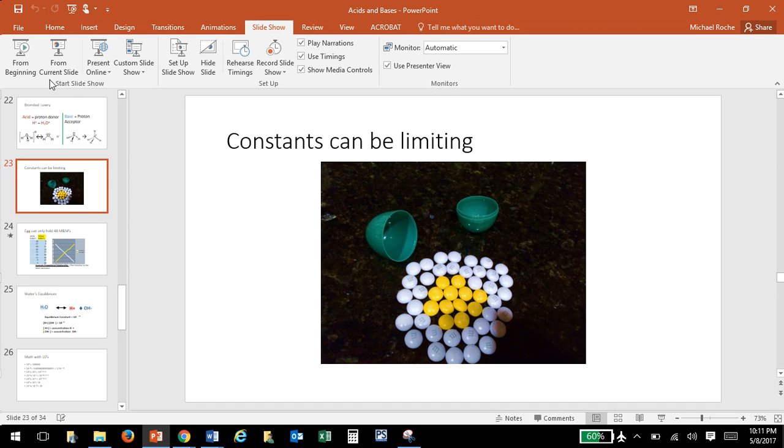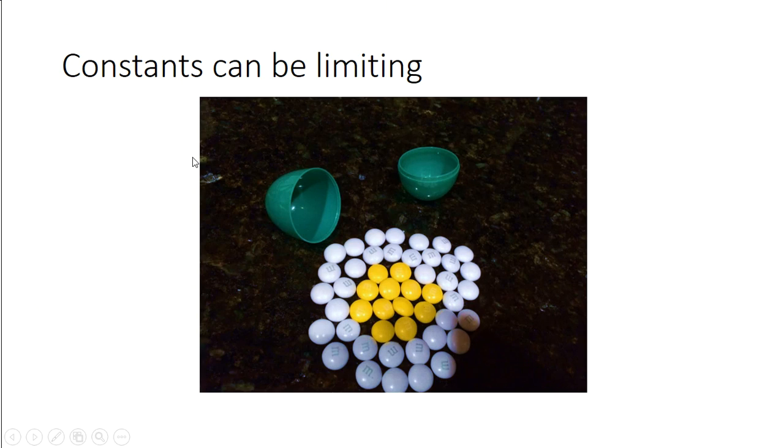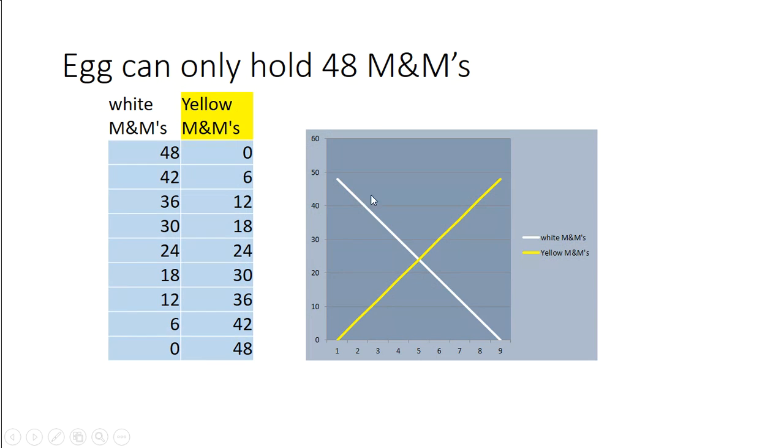We talked about how constants can be limiting. If I have a plastic Easter egg that can only hold 48 M&Ms, which is true, that's what it can hold, and here I've got two colors, yellow and white, trying to make this look like an egg. We can hold 48 M&Ms, but how many yellow and how many white is determined by that constant, by that limit. So I could have all 48 M&Ms be white, but that would mean I have 0 yellow. And for every increase in the yellow, I have to decrease my white M&Ms.